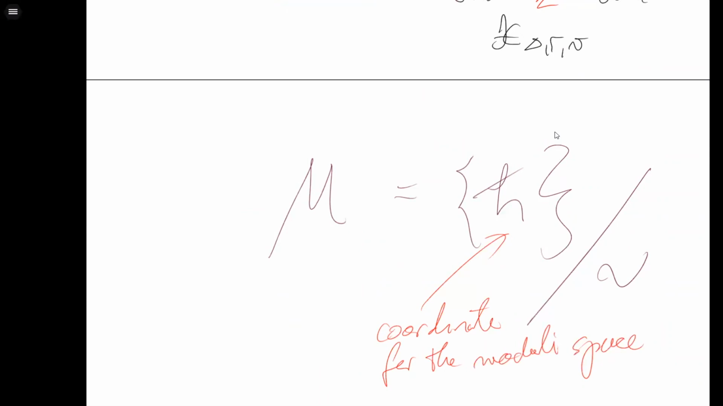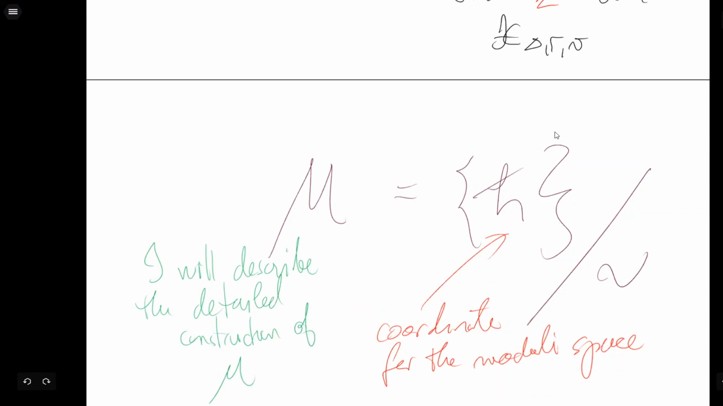So next time I will describe the detailed construction of the moduli space. But h bar is the parameter that parameterizes the moduli space. So of course, for most instances of h bar, there will be non-isomorphic objects, but they will be in the same moduli space. H bar is kind of the Teichmüller parameter.